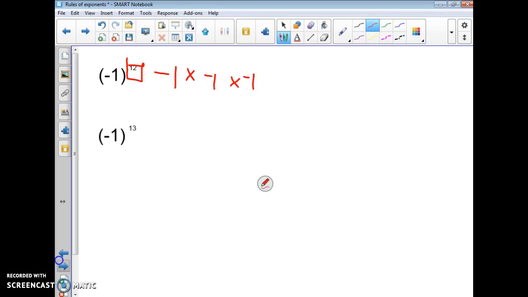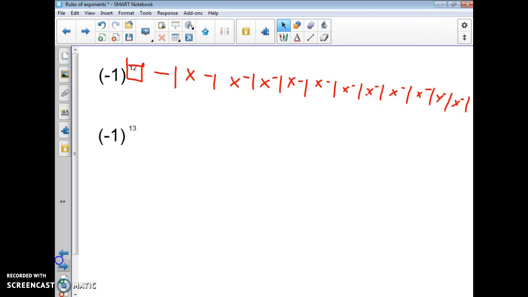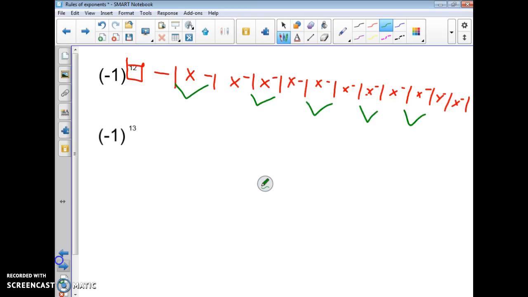So I have -1 times -1 times -1 times -1 times -1, and I'm going to keep going: 2, 3, 4, 6, 7, 8, 9, 10, 11, 12. There we go. We're going to take each one of these, and we can only multiply 2 at a time. So I'm going to multiply these two, these two, these two, these two, these two, and these two. Okay? And we can use our triangle again if we want to.